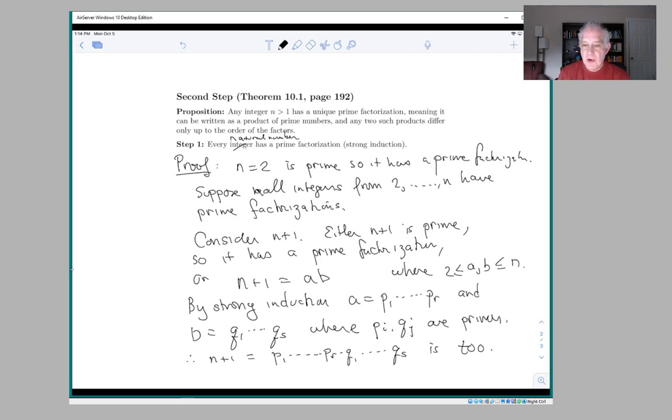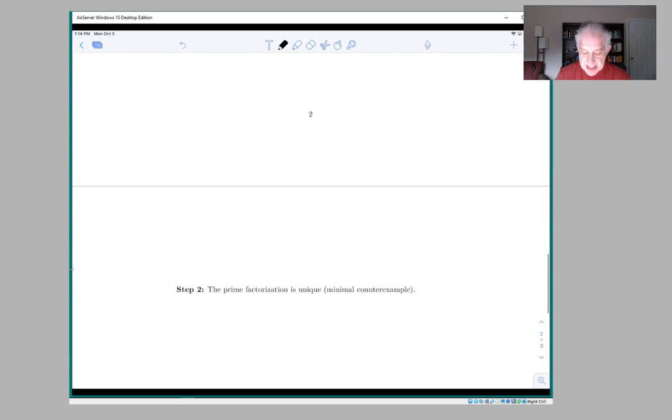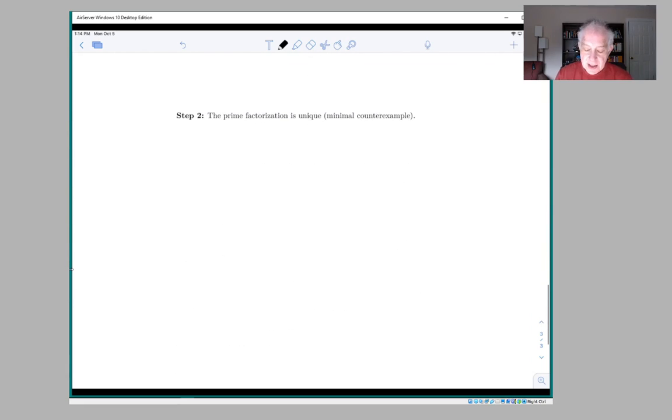We took n plus 1. If it wasn't prime, we factored it into 2 parts. Each of those parts has the property that we're interested in, and then we put them back together. Okay, so we're almost done. We just need to satisfy the uniqueness condition. That is to say, we need to show that there's only one way, up to reordering the factors, to write an integer as a product of primes.